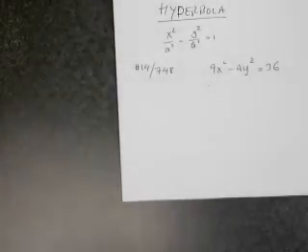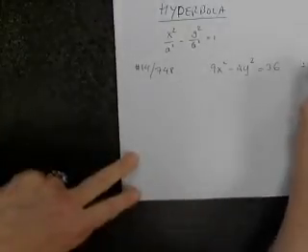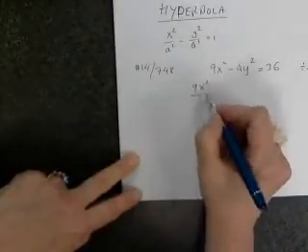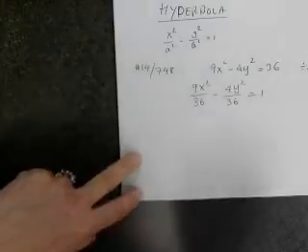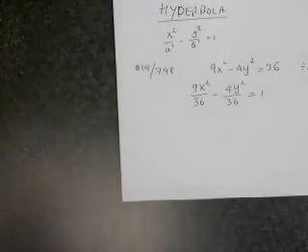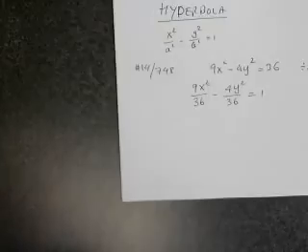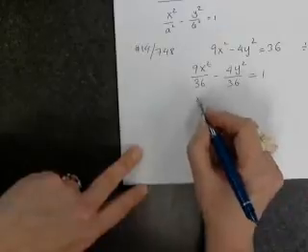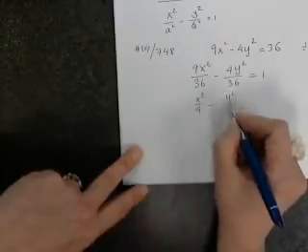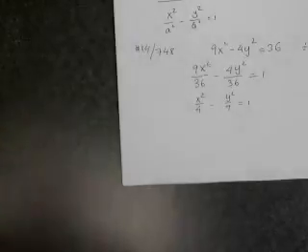What is the first step? I know I only have 5 minutes left. Yes, I have to divide both sides by 36. So I have 9x squared over 36 minus 4y squared over 36 equals 1. The question here, I lost it. Okay, the vertices, foci, and the asymptotes of the hyperbola, and sketch the graph. Good, I will have to simplify. So then I have x squared over 4 minus y squared over 9 equals 1.